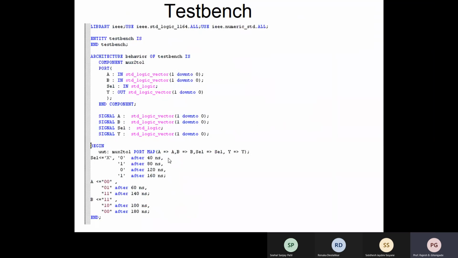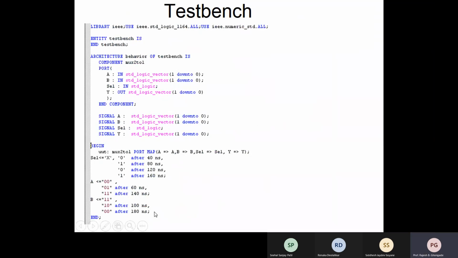Okay, so then UUT, that is the unit under test, is the component that is instantiated, mux2to1, and the mapping of the ports. Now you can keep the same names so that there won't be any confusion. A of the port of the entity over here, which is instantiated, and the entity which is being referred over here, I'm giving the signals the same names. Okay.